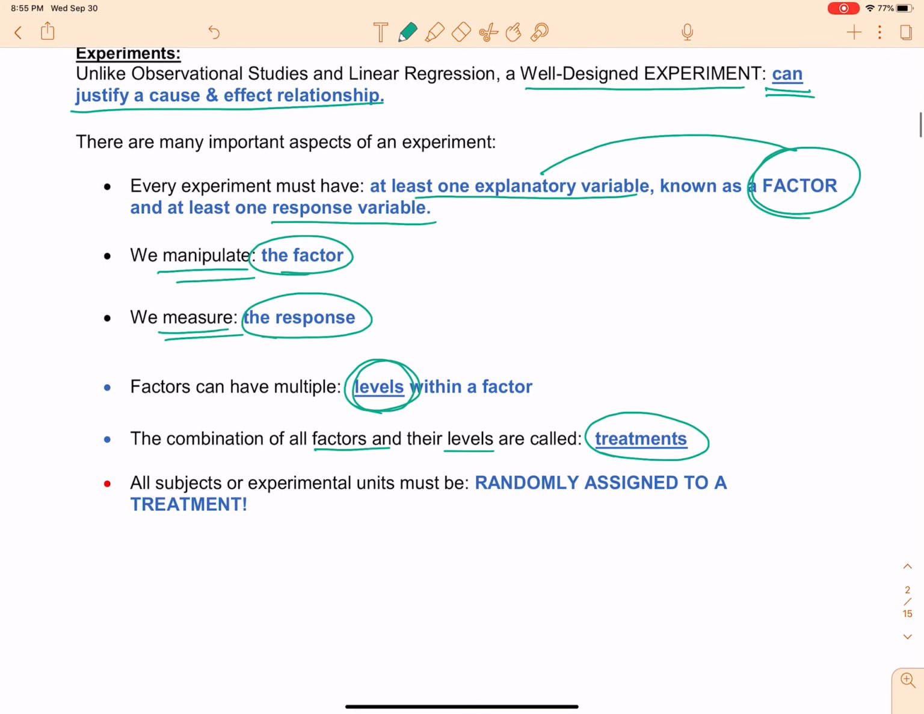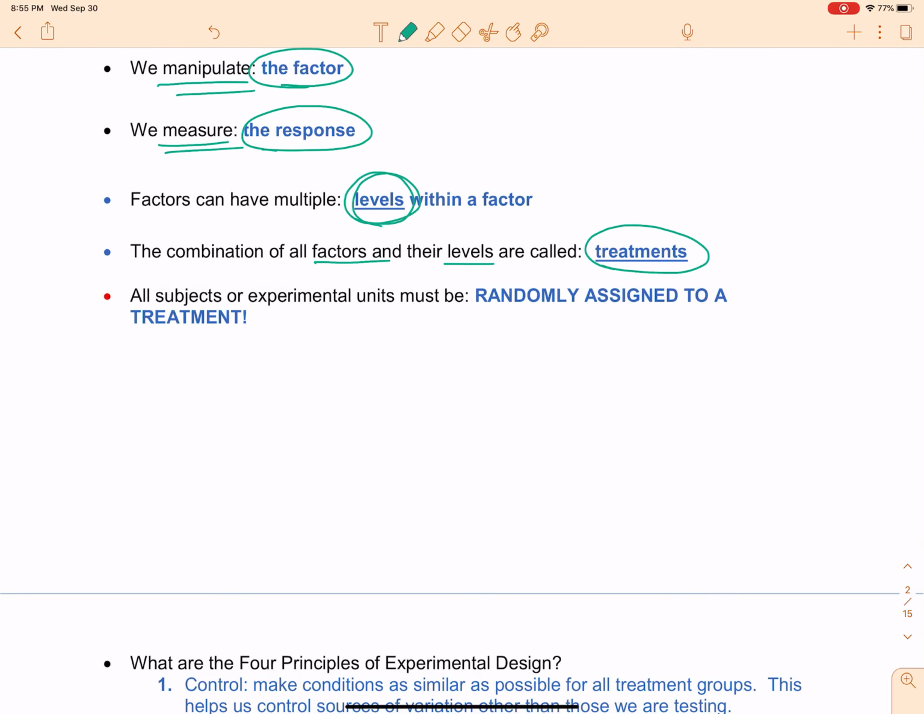And then, of course, you need to remember that your subjects or experimental units must be randomly assigned to a treatment. It is really important here that you recognize the difference between randomly assigned to a treatment and having the treatment randomly assigned to the subjects. Those are different things, and they will count off on the AP test if you screw it up. So you need to make sure that you understand that we are randomly assigning our subjects to a treatment. That's why I wrote it in all caps in your notes here.